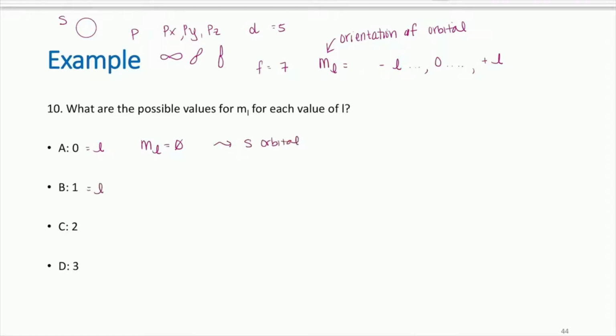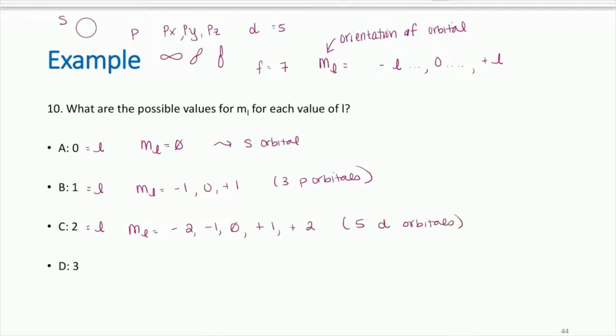If L equals 1, m sub L can equal negative 1, 0, or positive 1. These are the 3 p orbitals. If L equals 2, m sub L will equal negative 2, negative 1, 0, plus 1, and plus 2. Your 5 d orbitals. And if L equals 3, m sub L is equal to negative 3, negative 2, negative 1, 0, plus 1, plus 2, and plus 3, which is your 7 f orbitals.